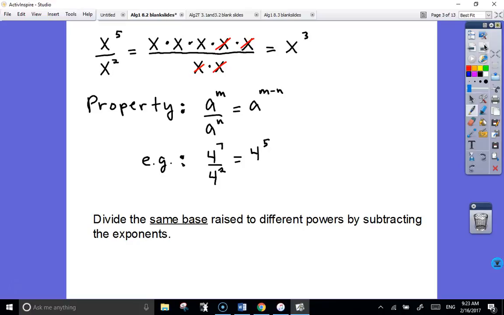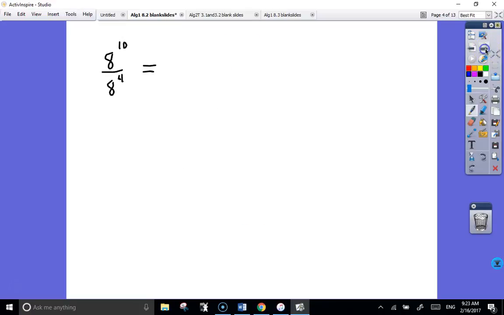Good? Josh? You okay? Okay, so what about 8 to the 10th divided by 8 to the 4th would be? Yeah, you go 8 to the 10 minus 4, which is 8 to the 6th. Too easy.